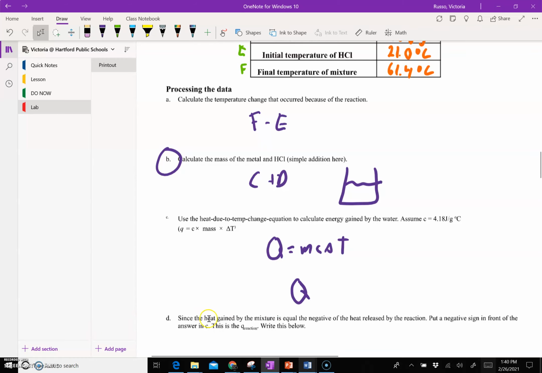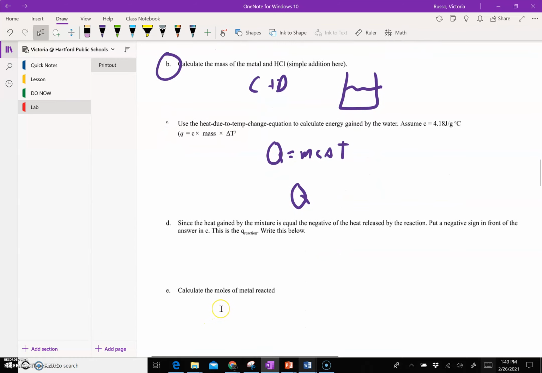Okay? Now, since the heat gained by the mixture is the heat released by the reaction, to calculate delta H, which is our goal, we're going to make Q negative, because heat was released. And remember, when heat is released, the reaction is exothermic, and delta H has to be negative. So whatever Q value you got here, you're going to make negative.